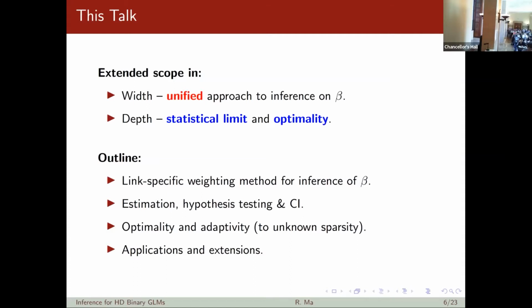For a brief outline of this talk, we will first discuss the general method for the inference of an individual coefficient in this beta vector and also its consequences on various inference problems. Then we will turn to some more theoretical problems to discuss the optimality issues. And finally, we will finish by briefly talking about its applications and its extensions to other related inference problems.